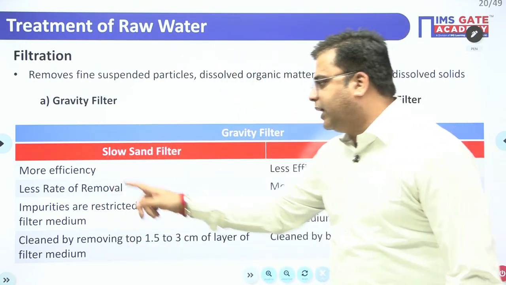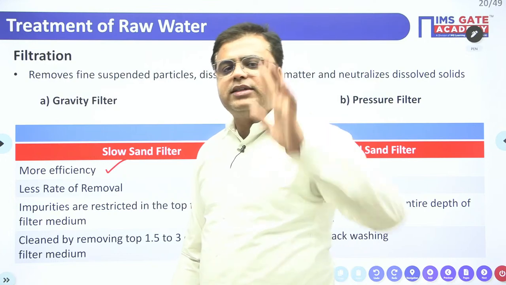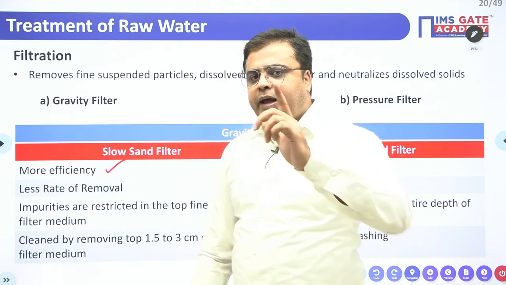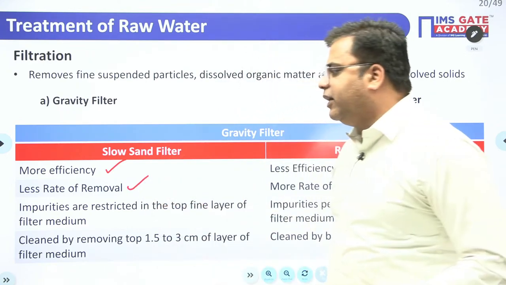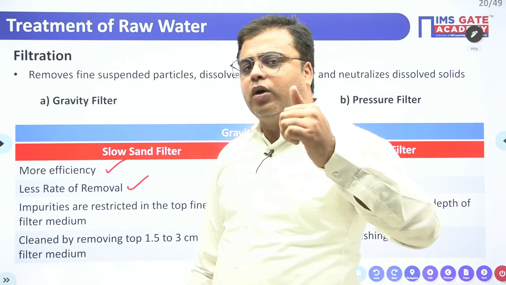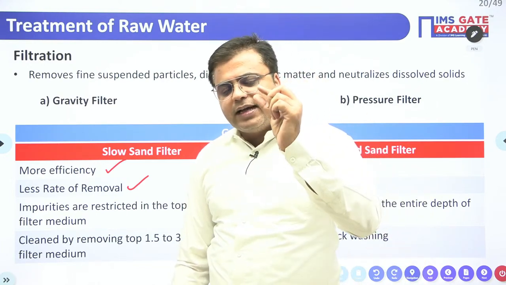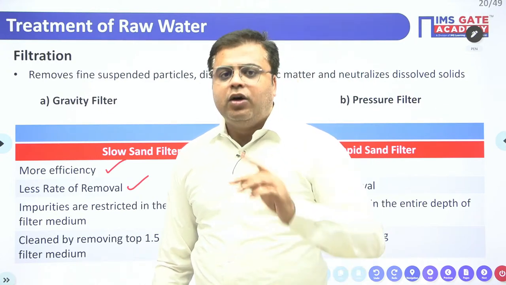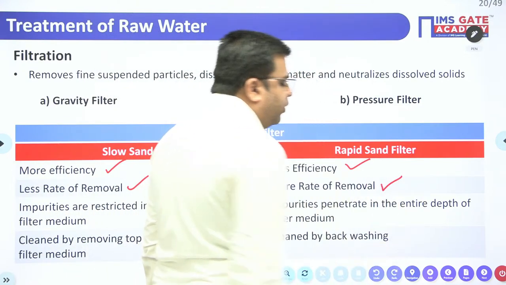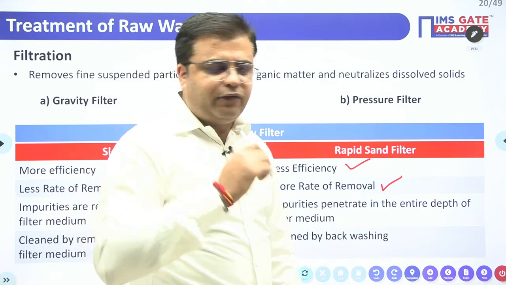So for slow sand filter, the efficiency of removal is high, but due to smaller size of voids, more resistance will be offered by the slow sand filter, due to which it is going to treat less amount of water. Hence, the rate of filtration is less for slow sand filter. The efficiency for slow sand filter is more, but the rate of filtration is less, because the smaller size of voids will offer more resistance. On the other hand, the rapid sand filter has less efficiency and more rate of filtration because the size of the voids is comparatively more than the slow sand filter, right?